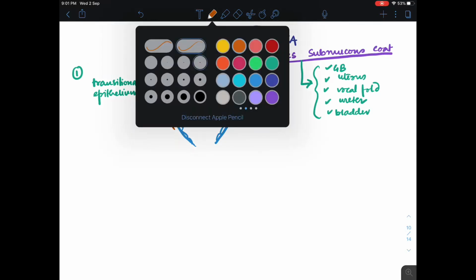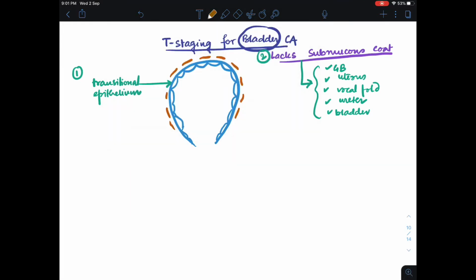and beyond the Bell's muscle we have the true muscle of the bladder, that is the contracting muscle of the bladder, that is the detrusor muscles. These are the contracting muscles of the bladder.